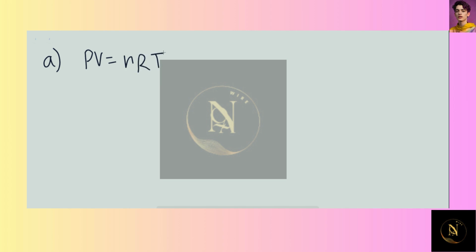For part A, we're asked to use the ideal gas law, which is PV equals nRT, where R is the gas constant, n is the number of moles, P is pressure, V is volume, and T is temperature. We know all these things except for n, which we are asked to confirm. So n would just be PV over RT.